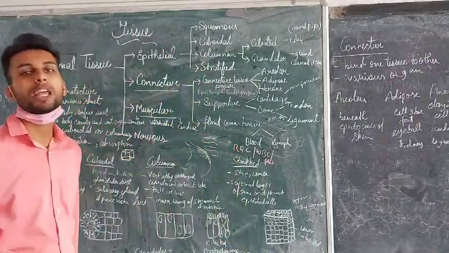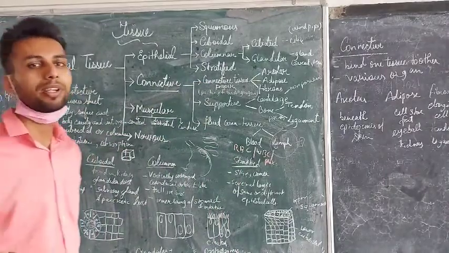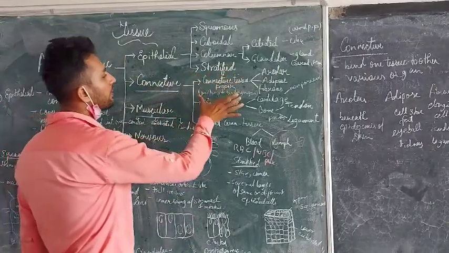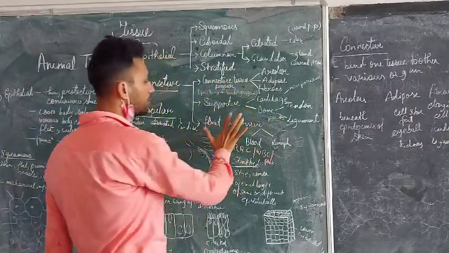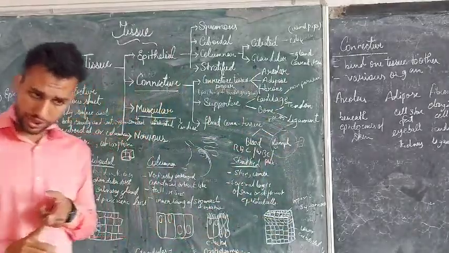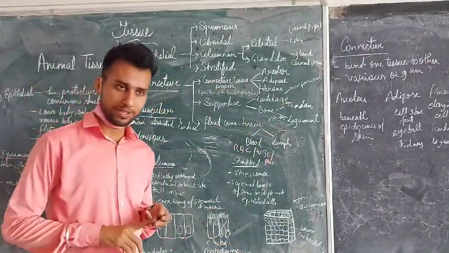So those are also a type of connective tissue, which helps to connect a particular organ or a particular tissue. Connective tissue is further divided into connective tissue proper, supportive tissue, and fluid connective tissue. Connective tissue proper is of three types: areolar tissue, adipose tissue, and fibrous tissue.